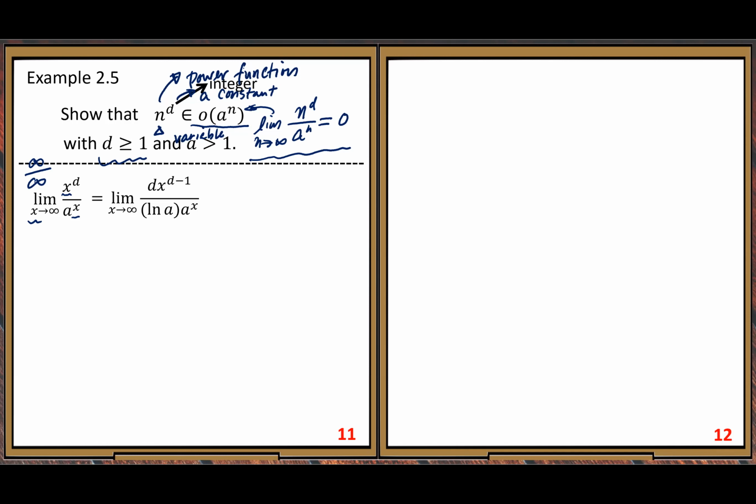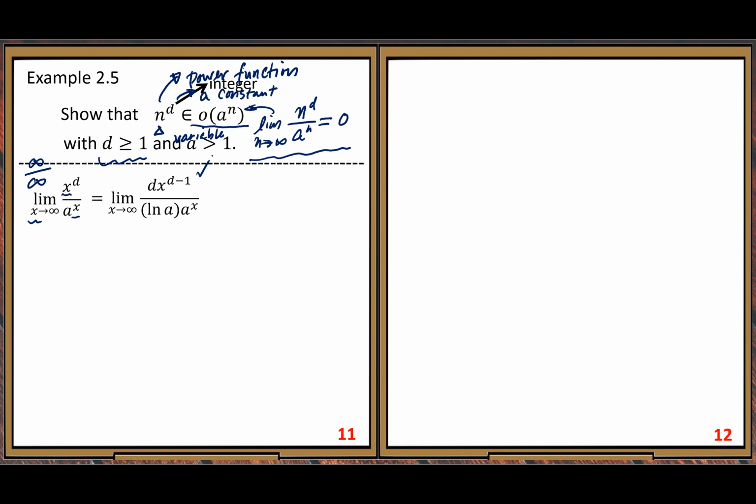Then after that, we can apply L'Hopital's rule, and you can see the numerator, we use the derivative of the power function. This is the derivative formula of a power function, d times x to the d minus 1 power. Yeah, that's a formula, so you can find it easily.